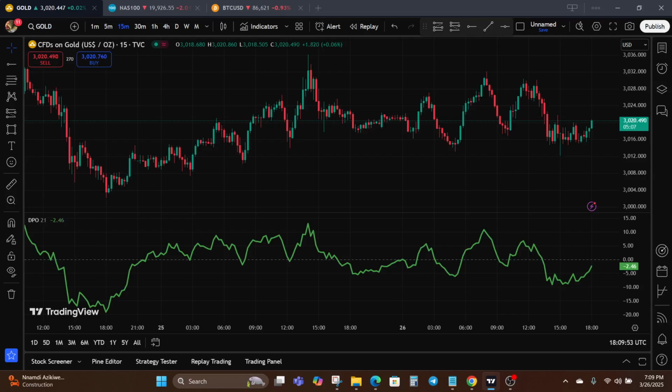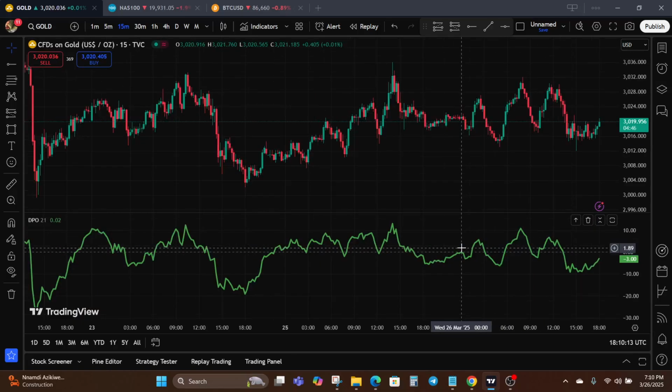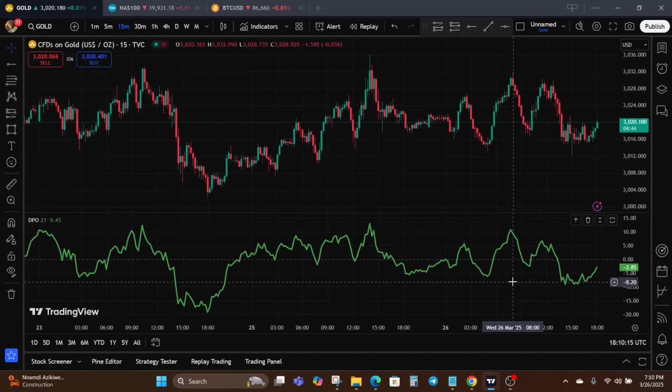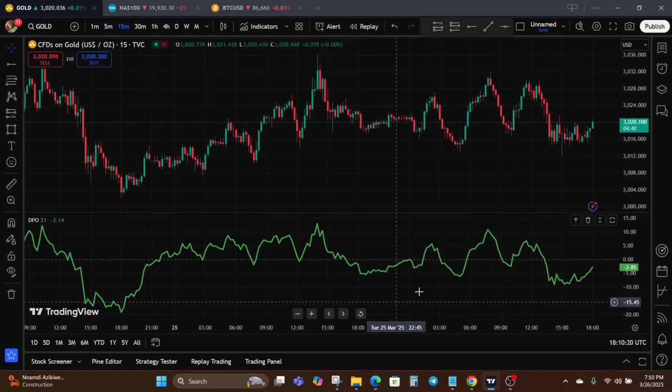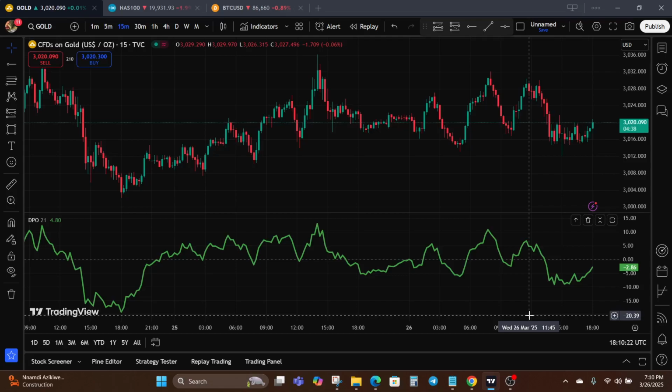So here's how it works. The DPO calculates the difference between past prices and the moving average over a set period. So instead of following trends, the DPO focuses on price cycles, making it ideal for identifying market highs and lows before reversals. So the DPO moves above and below the zero line. You can see the zero line around here, right? So it moves above and below the zero line, helping traders spot momentum shifts in the market.